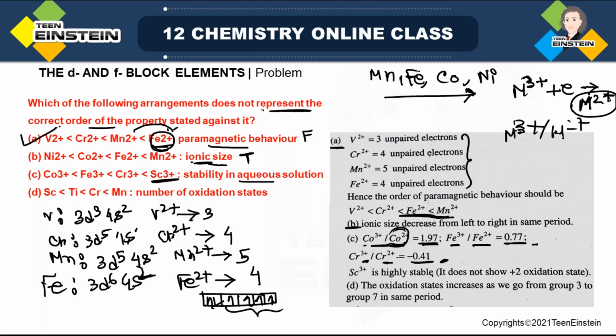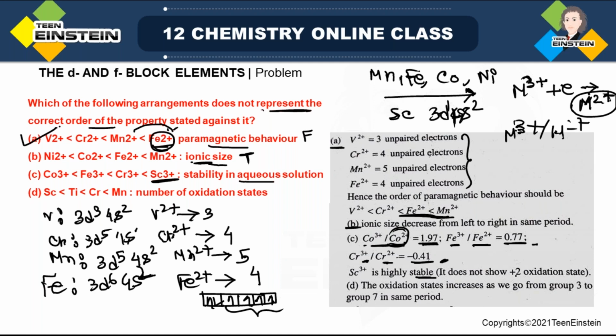And what about scandium 3+? Just see what the electronic configuration for scandium is. It is 3d1 4s2. That means when it is in the 3+ oxidation state, basically it is d0. Okay. And Sc3+ is very stable because it has a 3d0 configuration.